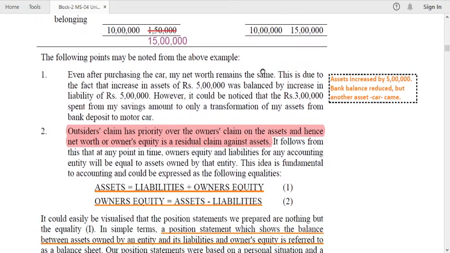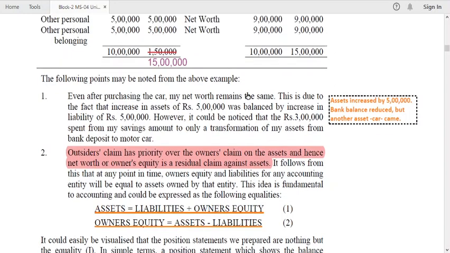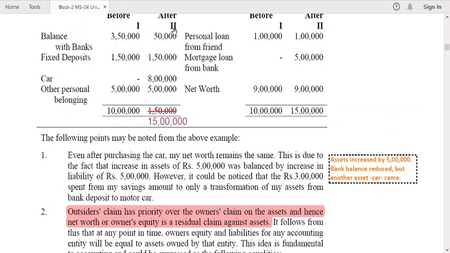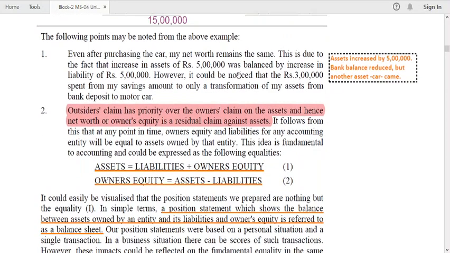Okay. So what we understood here is assets increased by 5 lakh rupees, bank balance reduced, but another asset, car, came. So within the assets, one asset is increased, which is car, another asset is decreased, that is cash.